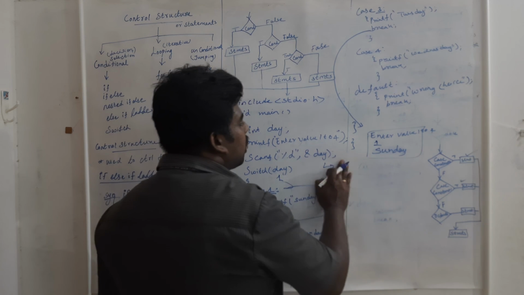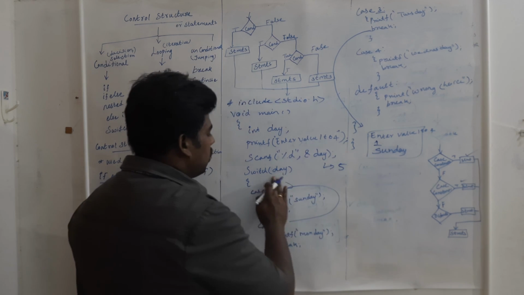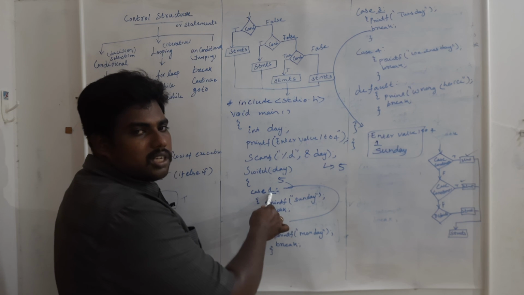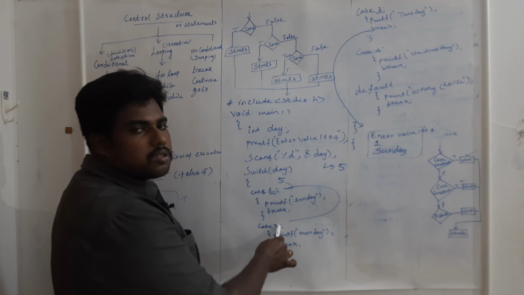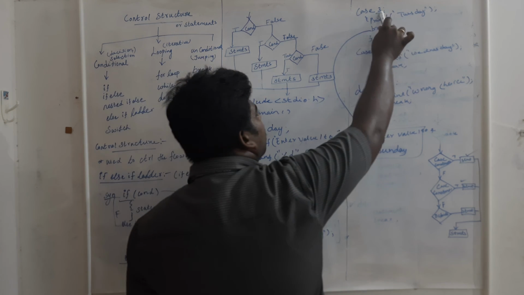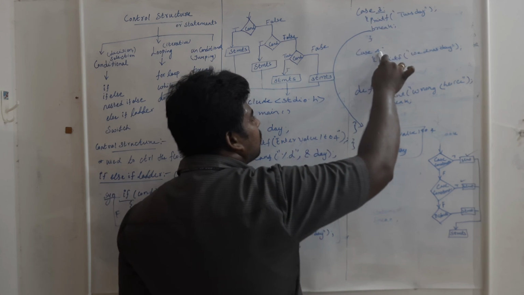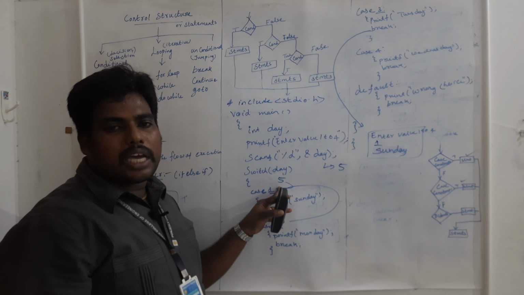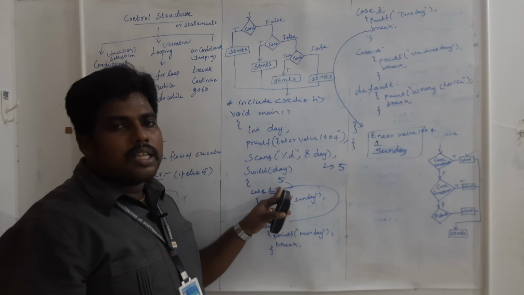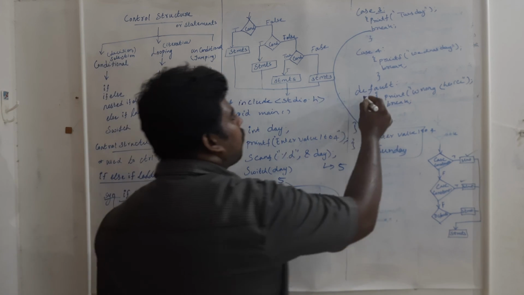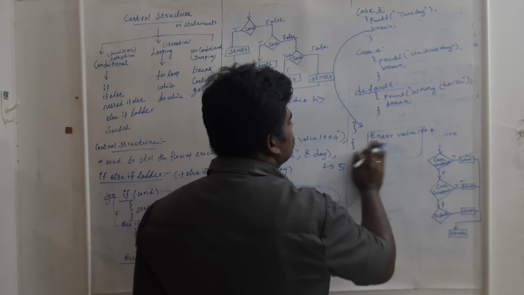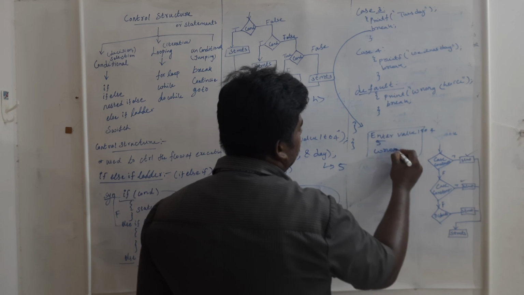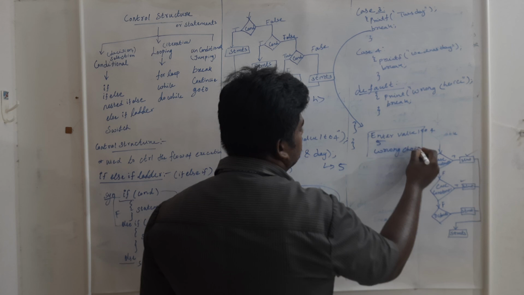Suppose your choice is now 5. It will check where the case constant is 5. No. Where the case constant is 2. No. Where it is 5. No. If nothing is matched with the switch variable, then default will be executed. So if it is 5, it will print wrong choice.